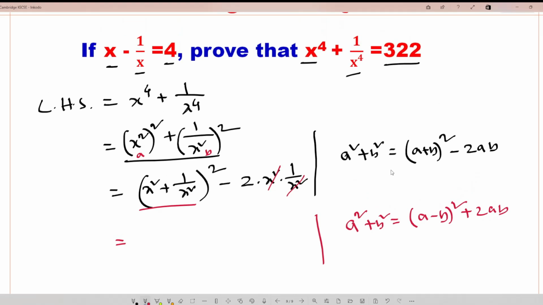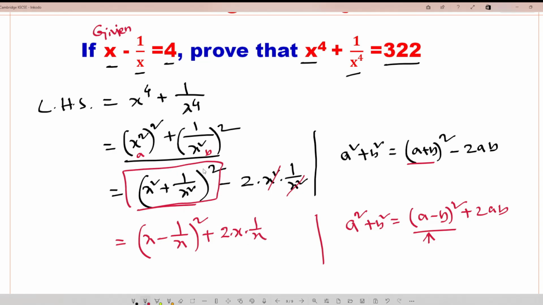Now the question: the first time we took a plus b, so why are we now taking a minus b? Because in the given, it is x minus 1 by x, so we have to take a minus b. So here is x minus 1 by x whole square plus 2 times x times 1 by x, and the x's cancel. This whole thing is squared, and here is minus 2.